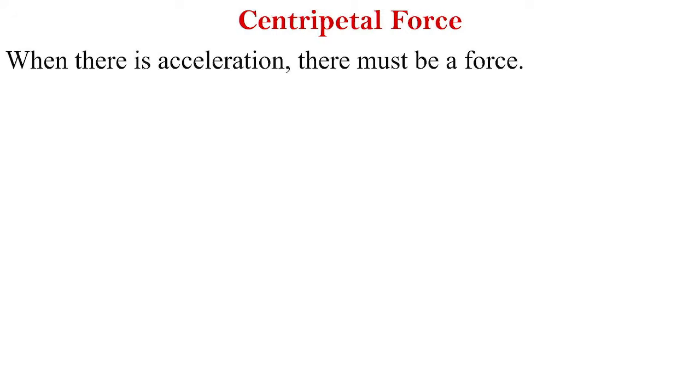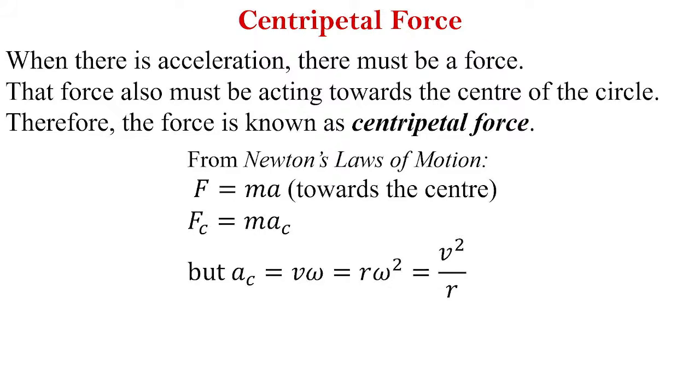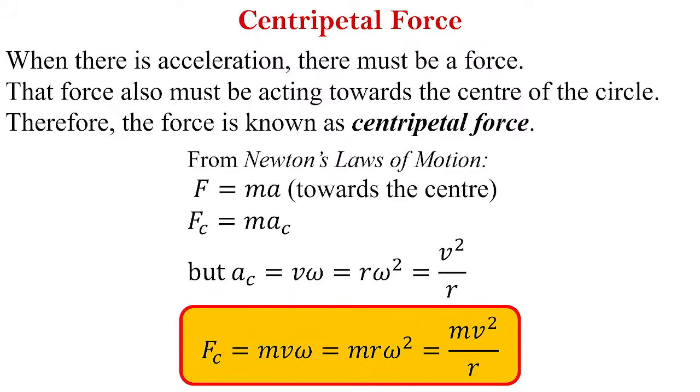Mass of the object into acceleration. What is the acceleration? Yes, value. V omega, R omega squared, V squared over R. Then what are the equations or values for the centripetal force? Either M into V omega, M into R omega squared, M into V squared over R. Simple. That is very simple, right? Clear? Is this clear?